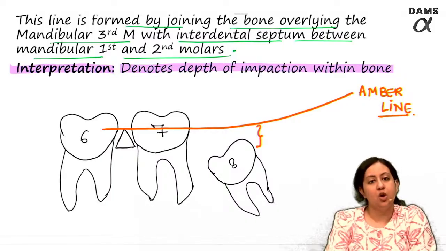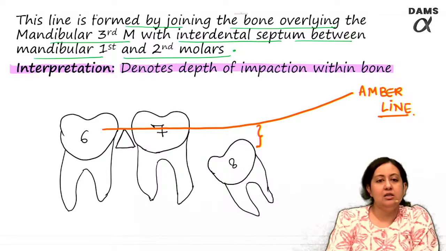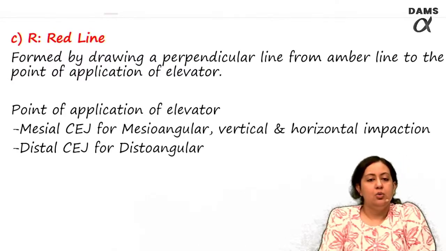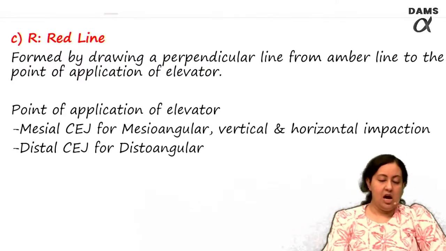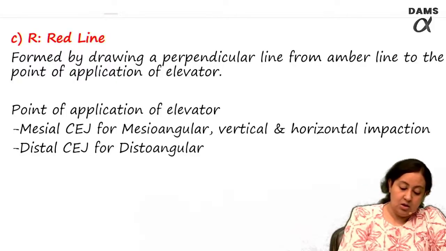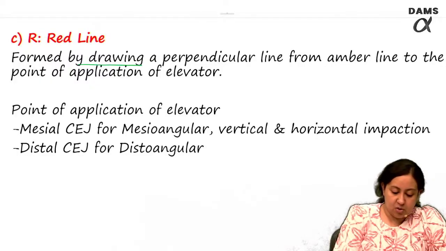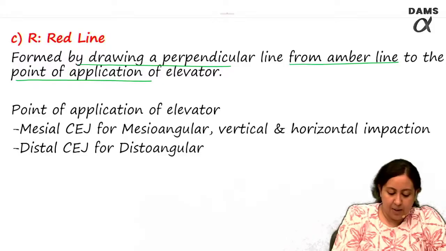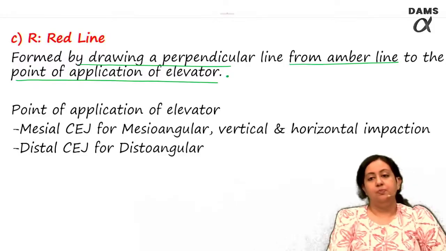White line was from the occlusal plane. Amber line is the depth within the bone. Coming to the next aspect of war lines, that is R. R stands for red line. So this is formed by drawing a perpendicular line from the amber line to the point of application of the elevator.